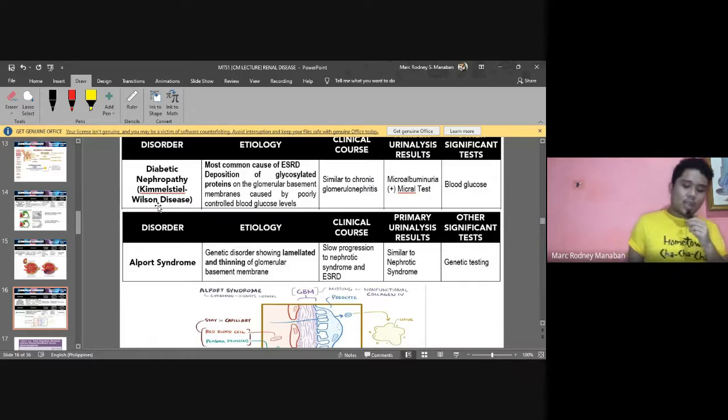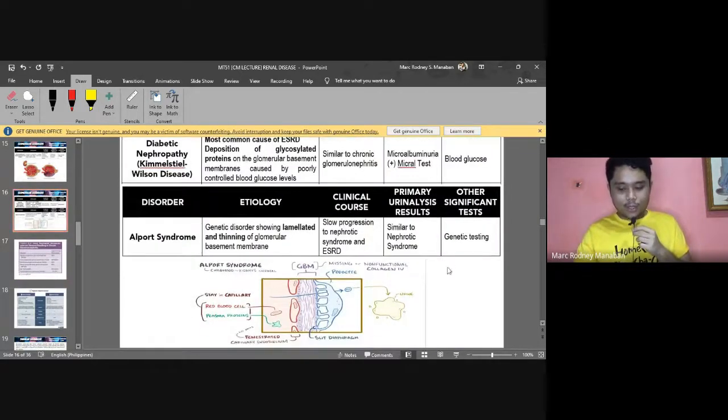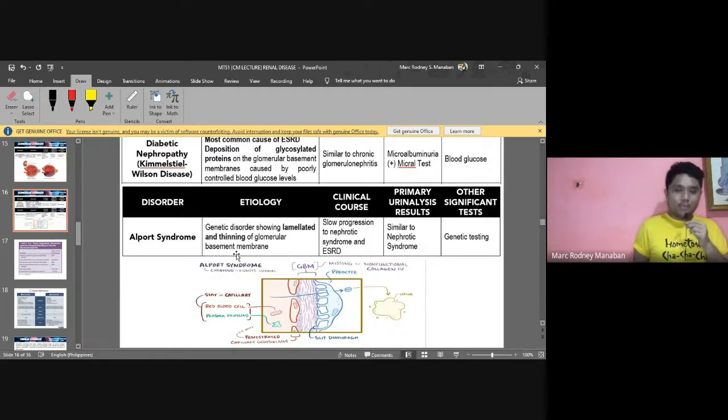Next, of course, the last of the glomerular disorders, your Alport syndrome. For Alport syndrome, usually there's a deficiency, as shown in the picture, in collagen 4. Non-functional collagen 4. What happens? It leads to lamellation, so it can split, and thinning of the glomerular basement membrane. It also can progress to nephrotic syndrome and end-stage renal disease, but the progression is rather slow.